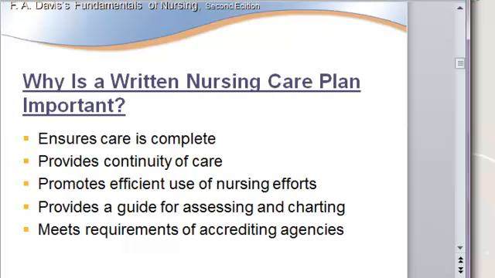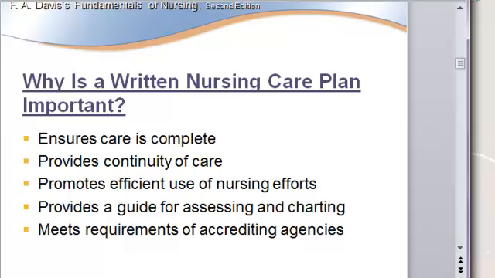It also promotes efficient use of nursing efforts. They don't waste any time on ineffective approaches. And it also provides a guide for assessing and charting the nursing orders and goals that are expected on the care plan. It can help you recall what occurred and ensures that nothing is omitted from your documentation. It also meets the requirements of accrediting agencies.